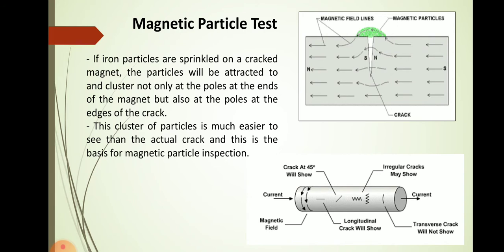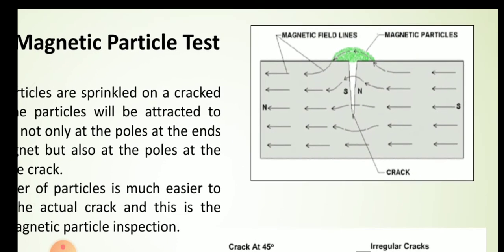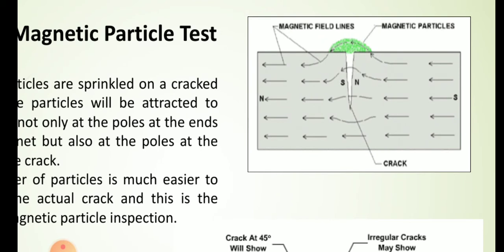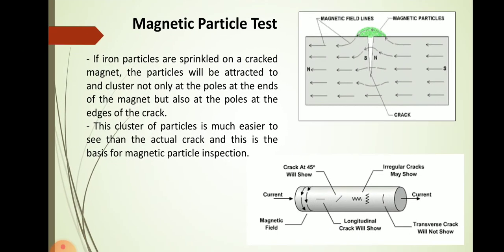Now if iron particles are sprinkled on the surface to be inspected for cracks, then the cracked component will attract all the particles which are sprinkled on the surface towards the crack. So as shown in that diagram, whenever the magnetic field lines have been generated inside the specimen, and that specimen has a crack, the magnetic particles sprinkled over all the surface of that specimen are gathered towards the crack.